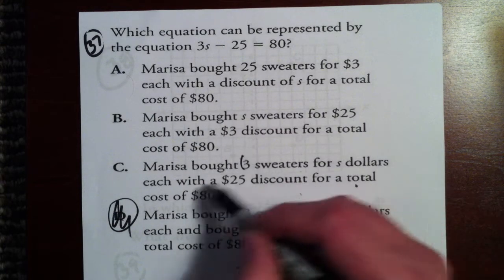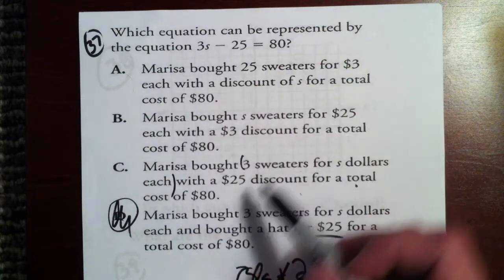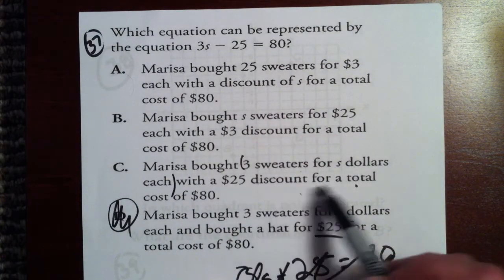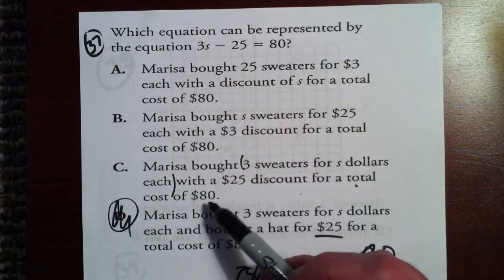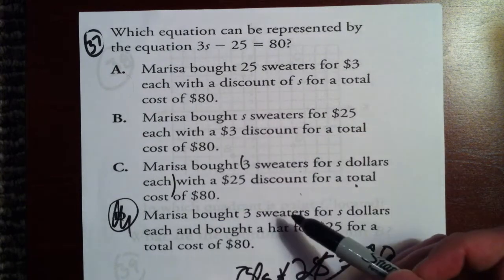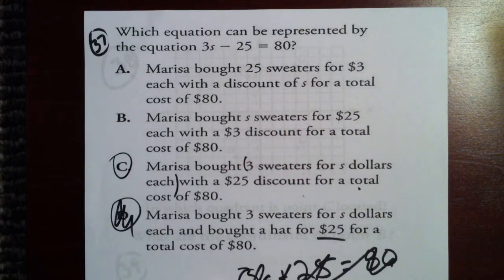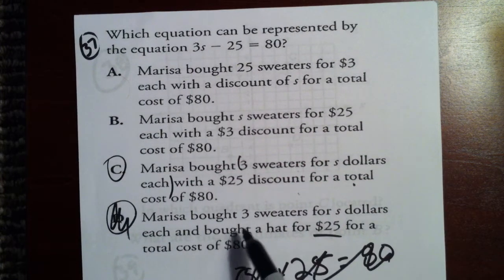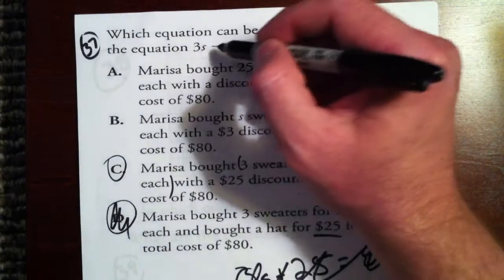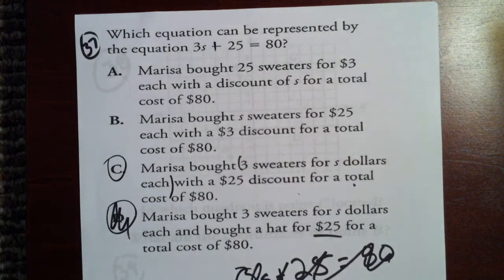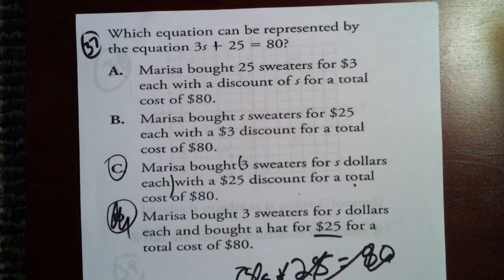C, Marissa bought 3 sweaters for S dollars each. Okay, that looks like that might be reasonable with 3S, with a $25 discount, minus 25, for a total cost of 80. Choice C. And D, Marissa bought 3 sweaters for S dollars each and then bought a hat for 25. Now, if this had been 3S plus 25, that would be right. But it was 3S minus.